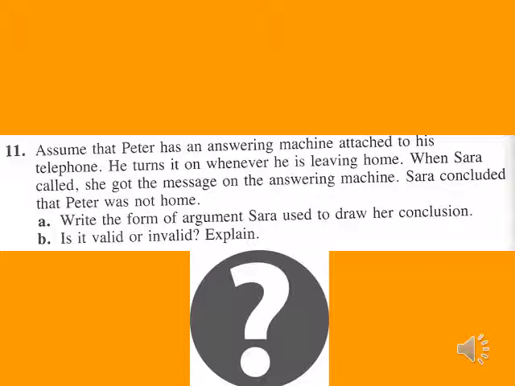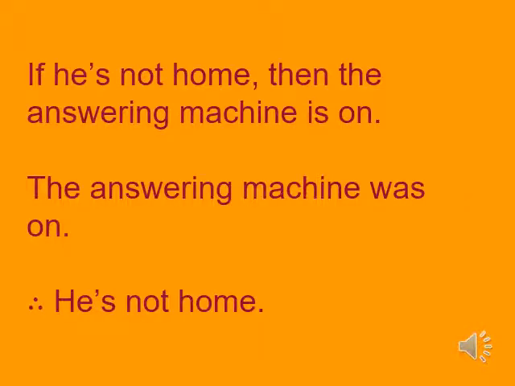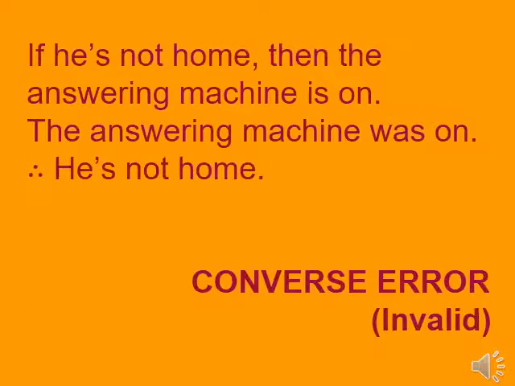So basically, if I turn this into if-then statements, we'll start off by saying, if Peter's not home, then the answering machine's on. And what happened is she figured out the answering machine was on, so she concluded he wasn't home. And the problem there is she's trying to turn things around backwards, which is converse error. She's doing like if Q then P, and that doesn't work. So it is converse error, invalid reasoning.